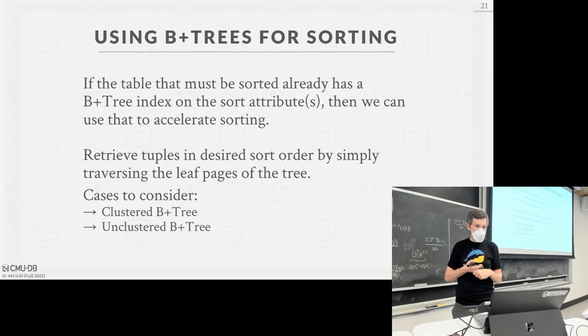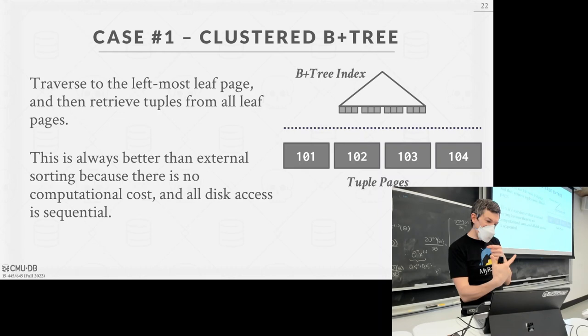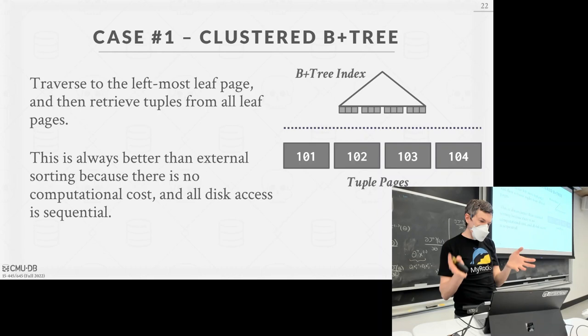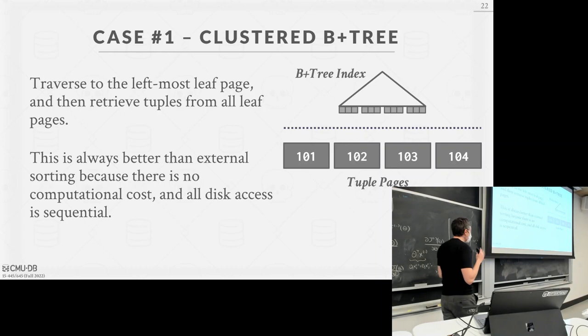So there are two cases: clustered indexes and unclustered indexes. For clustered indexes, this is always going to be a good idea. Ideally, whatever you have in your ORDER BY clause is exactly what the index is based on. In some cases, if you only have a prefix of the index keys and not the full thing in your ORDER BY clause, you can still use it. Postgres, I think, is very conservative, and if it doesn't have an exact match of the keys, it doesn't use the index. But the commercial systems are a bit more aggressive in using indexes.